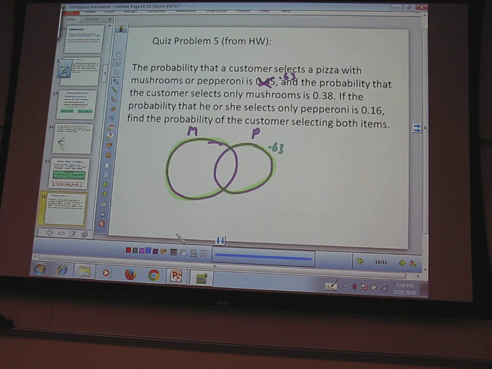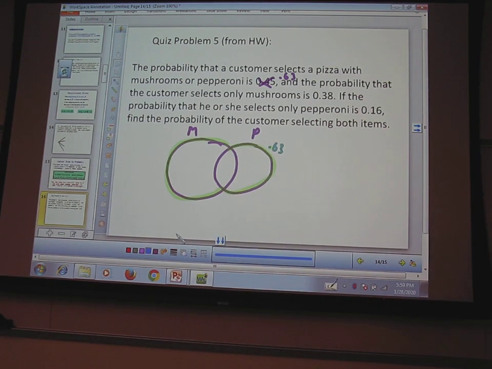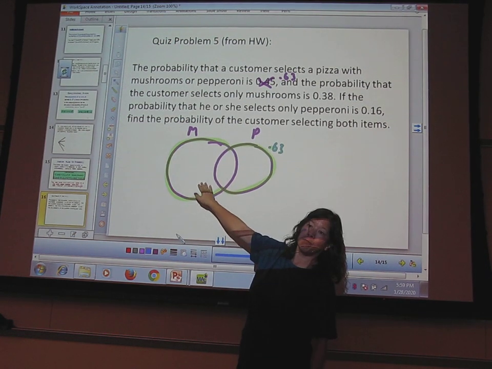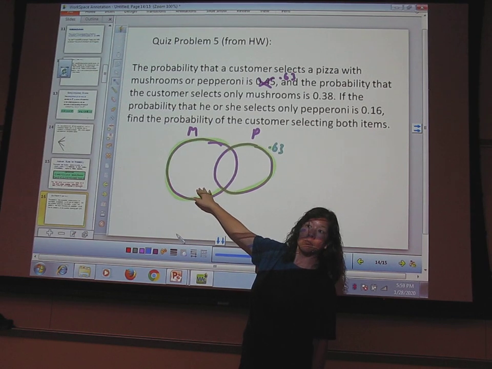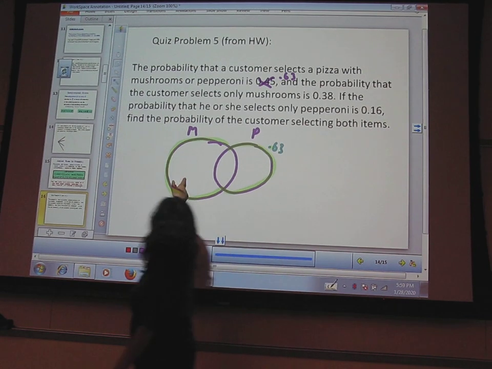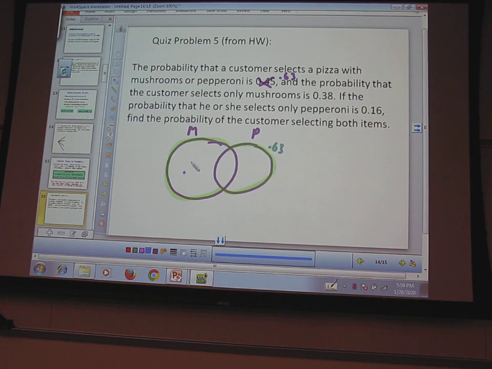What information do we have? Mushroom only. Where is mushroom only? The first section, the middle section, or the right section? The first section. This is mushroom only. Just this little crescent moon here is mushroom only. Everybody follow that? Good? This is mushroom and pepperoni, and this over here is pepperoni only. So what's the probability that goes in here? 0.38. What about the mushroom and pepperoni? We don't know. How about pepperoni only? 0.16. Okay, put that where it goes.